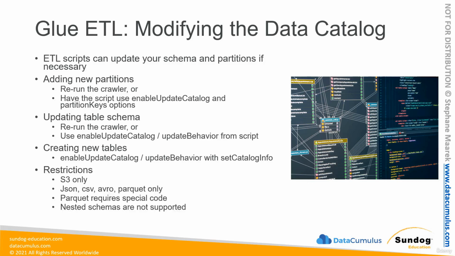And there are some restrictions on doing all this stuff. First of all, modifying the data catalog from ETL can only be done when S3 is your underlying data store. It's also limited to JSON, CSV, Avro, and Parquet formats. And if you're using Parquet, there is some special code you need to know about when you're doing it. Also, nested schemas are not supported for this. So those are the gotchas with modifying your data catalog, but it is important to know that Glue ETL allows you to do this. You don't have to rerun the crawler in every case. Sometimes your script can actually add new partitions, update the table schema, or even create new tables right from the script.